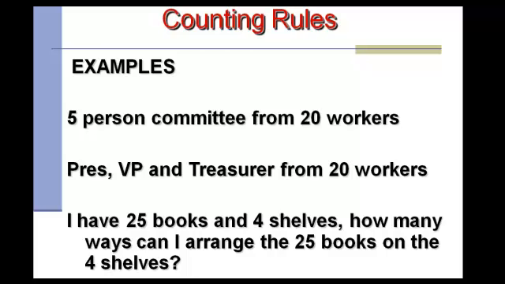Okay, I have 25 books and 4 shelves. How many ways can I arrange the 25 books on the 4 shelves? That's the basic counting rule. 25 times 4, or 100 ways that I could arrange the 25 books on the 4 shelves.